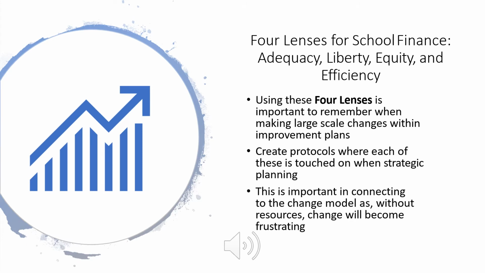It is important to have a plan for school finance and budgeting, especially when making large-scale changes within your improvement plans. Create protocols where each of the four lenses are applied when developing your strategic plan. And of course, it is always important to operate within your means as a school district. Budgets are fixed, and revisions and reprioritization are necessary for any successful strategic planning.